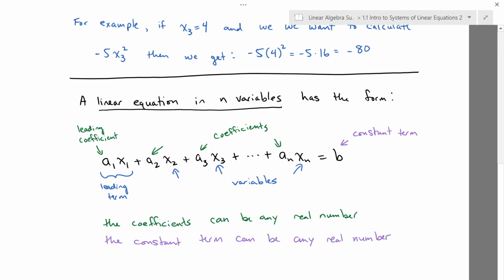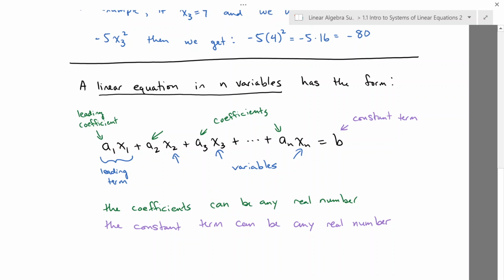So the different parts of the linear equation: again, x1, x2, x3 to xn are the variables. The a's are the coefficients, and the first term is called the leading term, and the coefficient of the first term is called the leading coefficient. So in general, for a linear equation, the coefficients can be any real number. They don't have to be integers. And the constant term can also be any real number. Again, it doesn't have to be an integer.